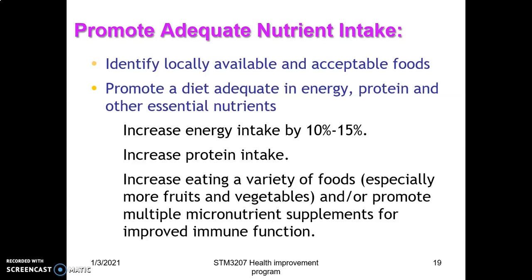So for example, a male adult at the age of 21, for example, the requirement for that client is 2000 calories, their normal calorie intake. But once affected by HIV, we need to increase them by 10 to 15% more from the normal calorie intake, as well as their protein intake, as well as the variety of the foods, alright? And we also need to promote multiple micronutrient supplements to improve their immune function, alright?